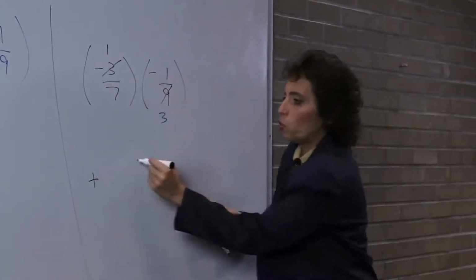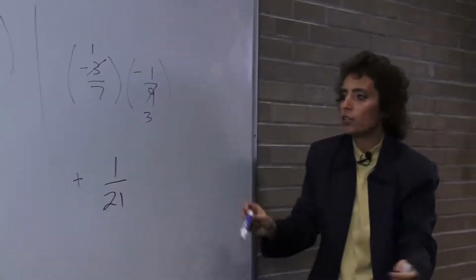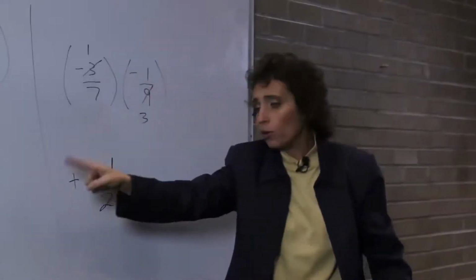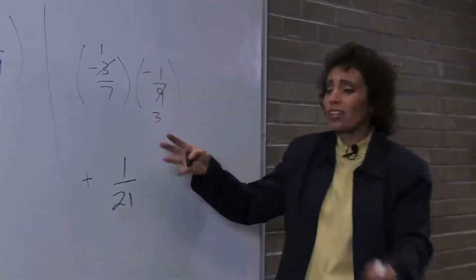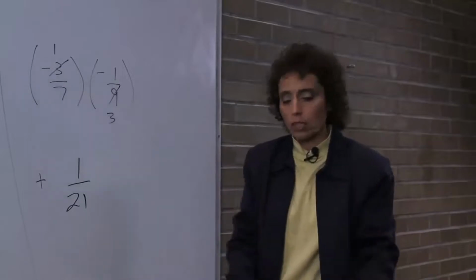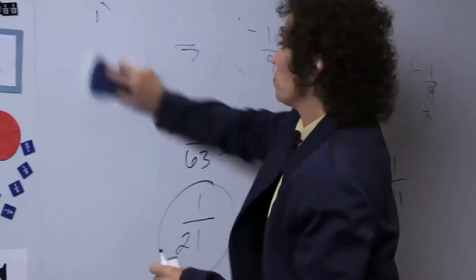1 times 1 is 1. 7 times 3 is 21. Doesn't matter how you do it, whatever you like. The only problem without reducing first is that you may deal with big numbers. But with reducing, some people think it's sloppy. Absolutely up to you. Let's take a look at this next question.